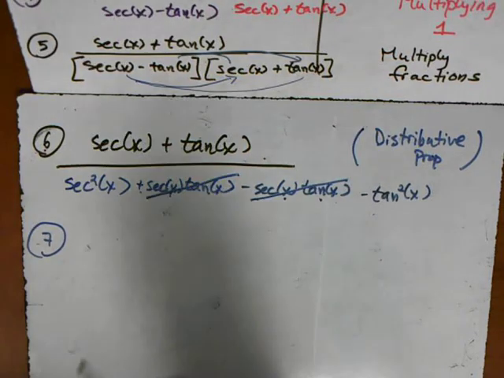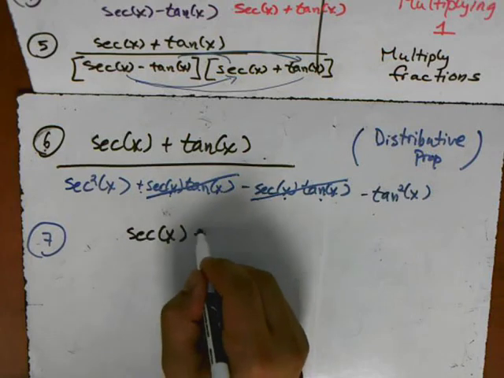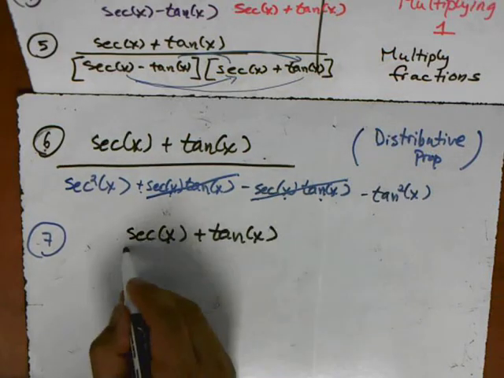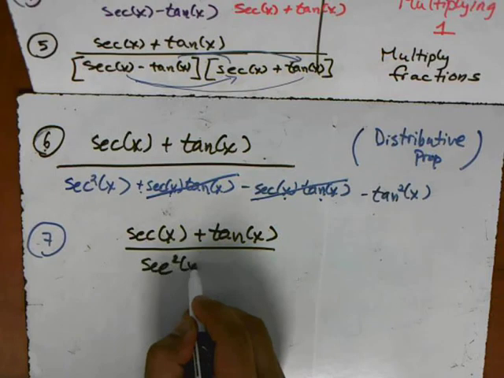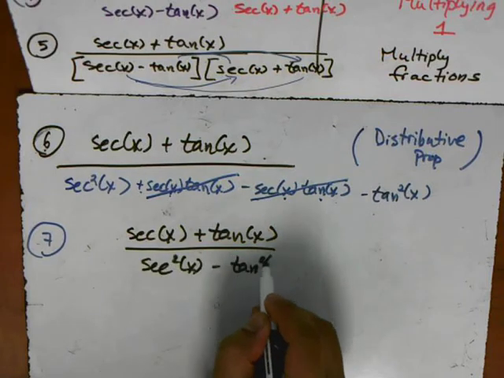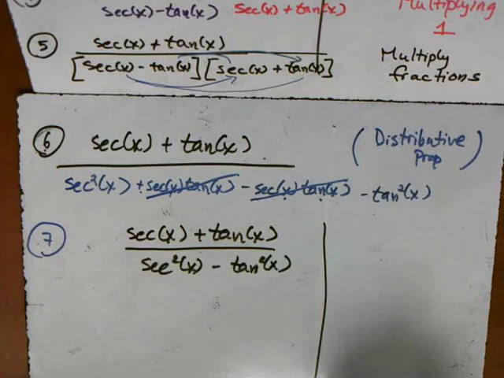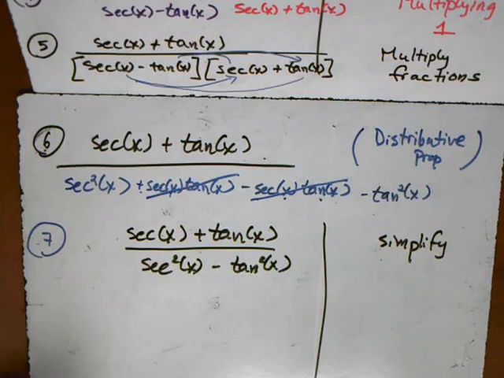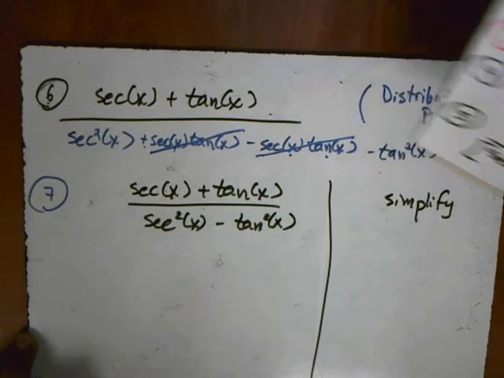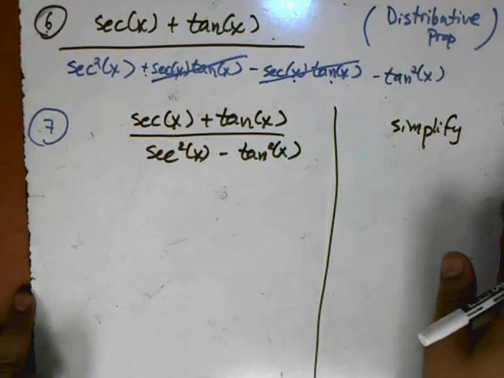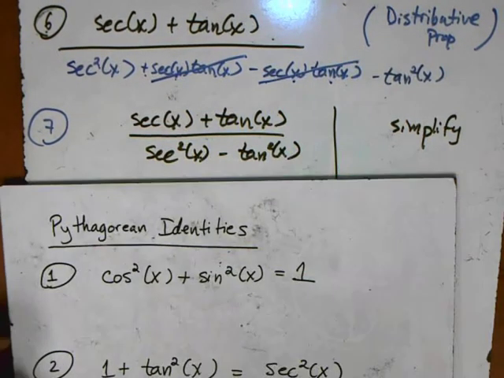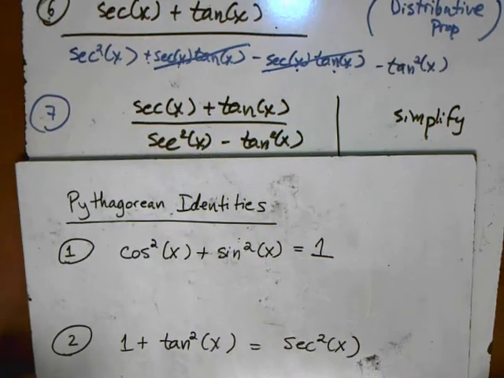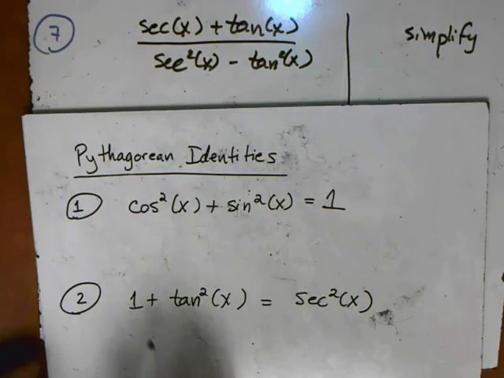So on the top I still have the same thing, secant of x plus tangent of x over secant squared of x minus tangent squared of x. Okay. And this is simplifying. Now look at the denominator. You have secant squared minus tangent squared, and I just want to go back a little bit to the Pythagorean identities. Okay, so many of these proofs eventually reduce to these three identities, and I want to point your attention to the second identity right here, which is 1 plus tangent squared equals secant squared.